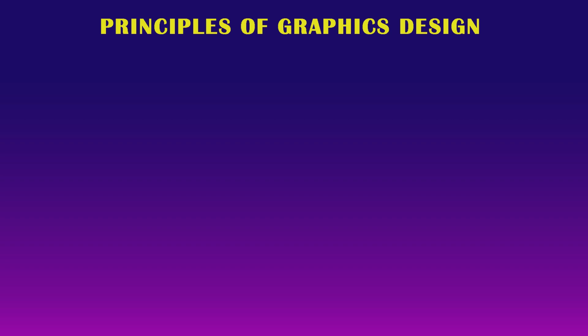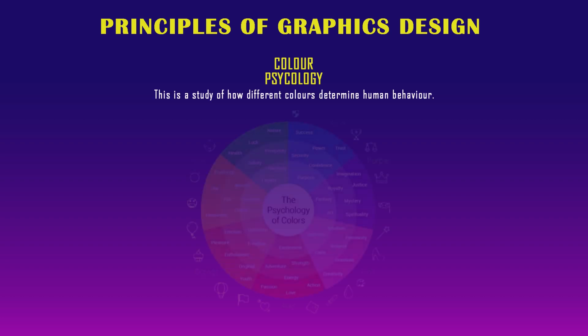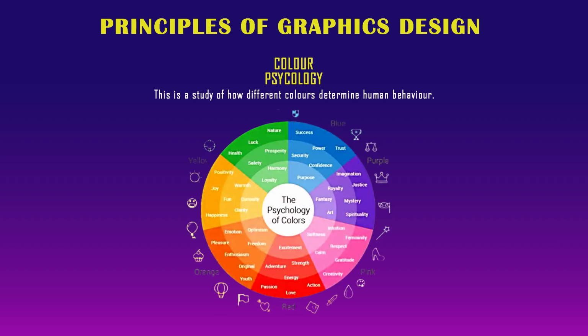Now going to the third topic under color theory, color psychology. This is a study of how different colors determine human behavior. It shows us how color plays a role in conveying important non-verbal messages, creating moods, and even influencing the decisions people make. Certain colors and their different shades convey certain meanings.